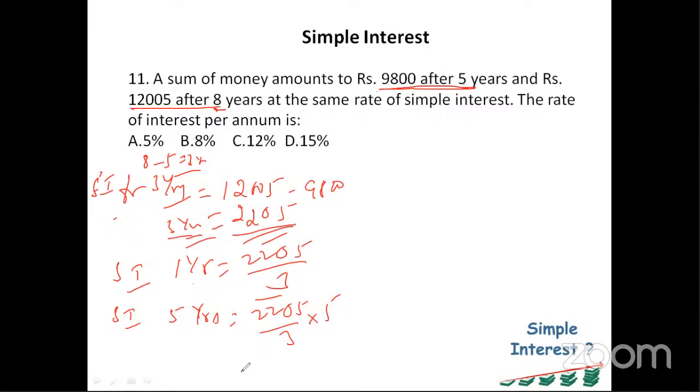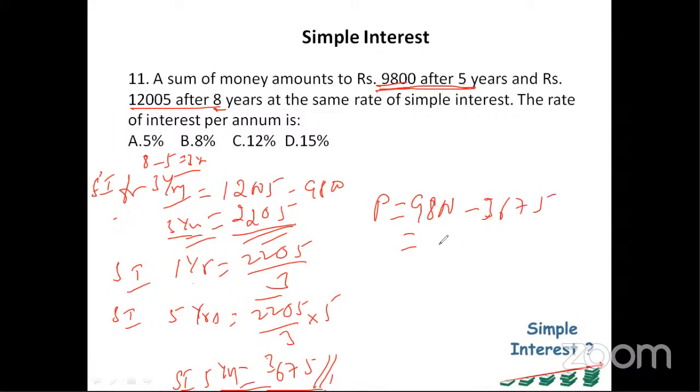So when we do this, for 5 years we get 3,675 rupees as the simple interest. So this is for 5 years. We have the total amount for 5 years. Okay. So now we can simply calculate. We know principal is nothing but total amount minus simple interest. So total amount is 9,800 minus interest 3,675, which means we get 6,125 rupees as the principal amount for those 5 years.